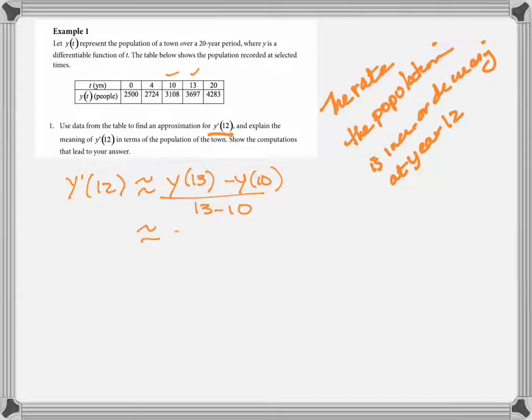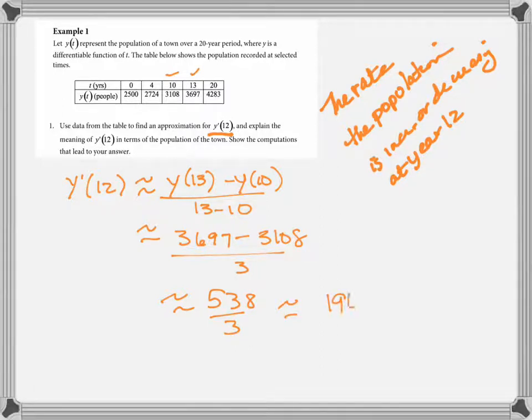That's approximately 3,697 minus 3,108 over 3, which is approximately 538 over 3, or about 196 1/3. Now use your units right. Use exactly the units that they gave you. It would be people per year, because you're doing it in terms of time. So it would be people per year. Okay, so that's the first example and part 1 of it. Let's go to part 2 of it.